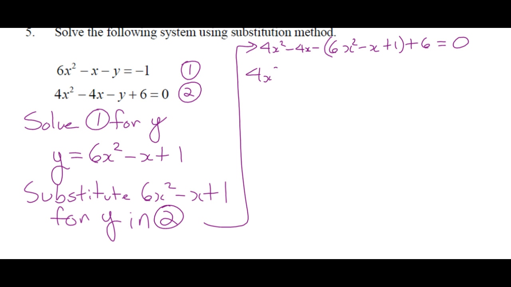Okay, so 4x squared minus 4x. Okay, you expand the rest of the line. And once you've done that, then look up here and see if I did it correct.